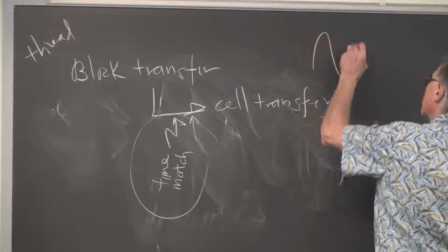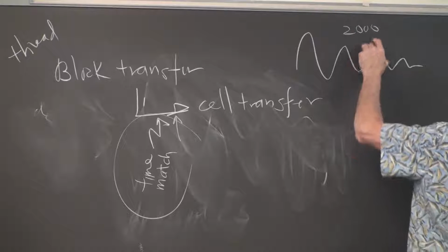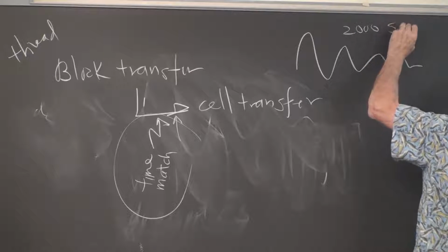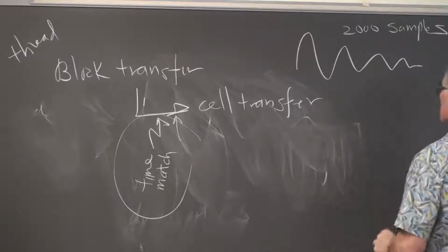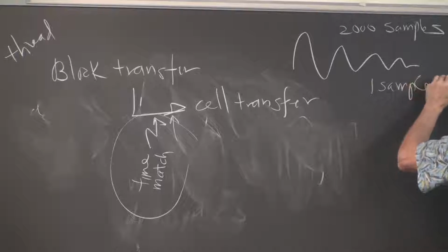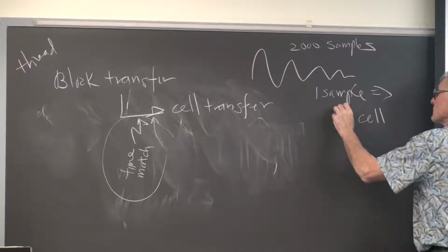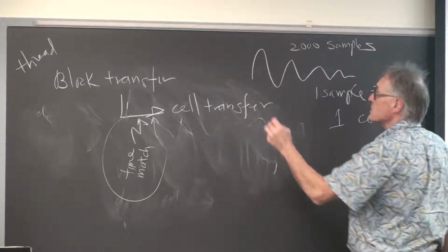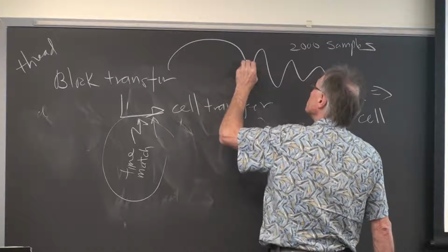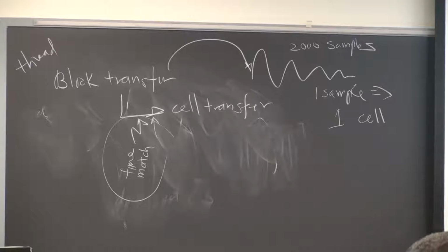So you're going to go bing. There might be 2,000 samples on here. So let's say that we make one sample equal one cell transfer. We start the block transfer here, and then these 2,000 samples get played out in hardware with no software running to keep it going for the next 2,000 samples.